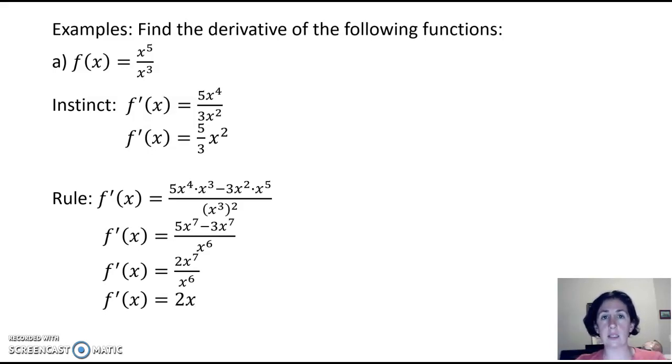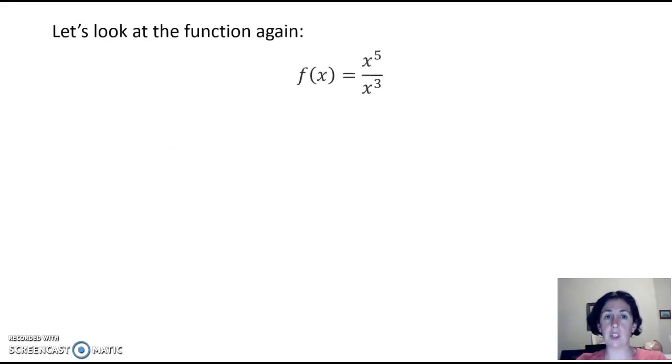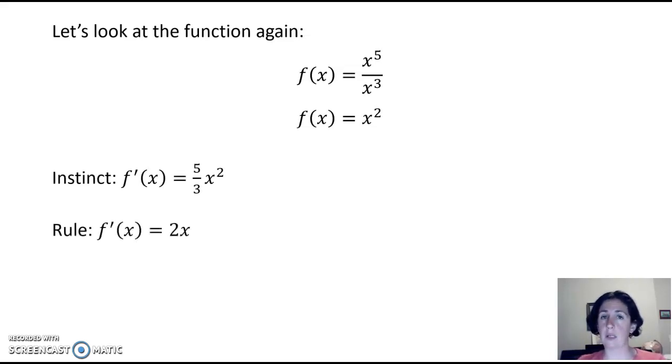So our instinct told us that the derivative was 5/3 x squared, but the rule tells us that the derivative is 2x. Which one is right? Let's revisit that original function again. As we said, like bases being divided, you can subtract their exponents, so x to the 5th over x cubed is really just x squared. Well, what's the derivative of x squared? Is it what our instinct told us, or is it what the rule gave us? The rule actually works.